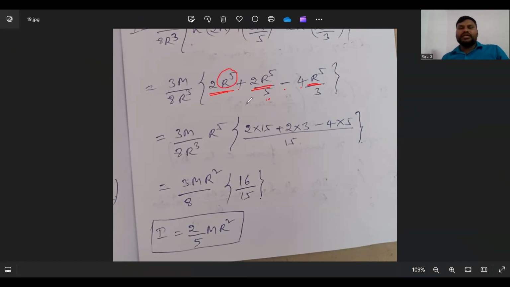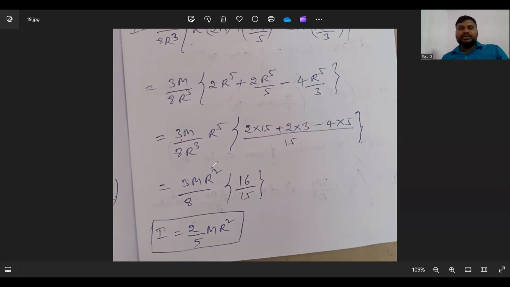And r power 5 is common in these three terms, so we can take it out. For the remaining, we are taking the LCM and just adding the numbers. 2 into 15 is 30, plus 2 into 3 is 6, and minus 4 into 5 is 20. So 30 minus 20 is 10, and 10 plus 6 is 16. So 16 is the numerator, 15 is the denominator.